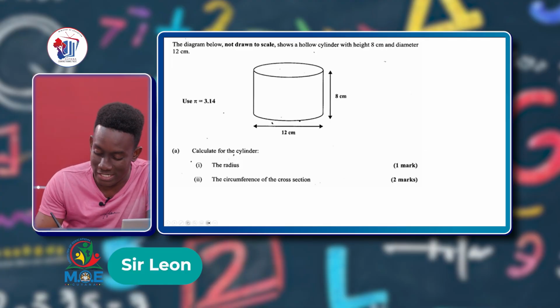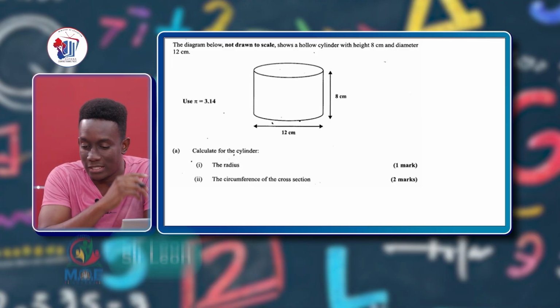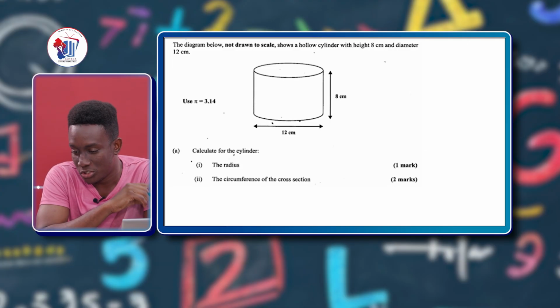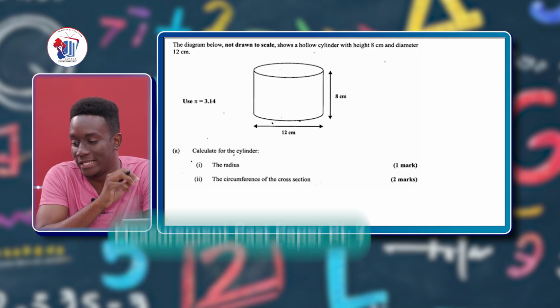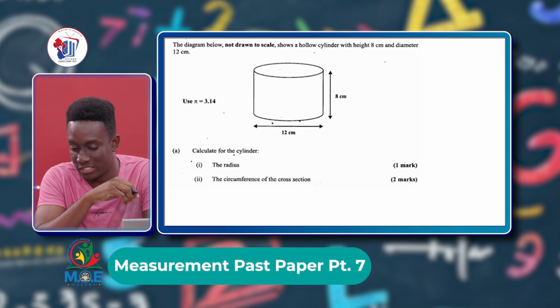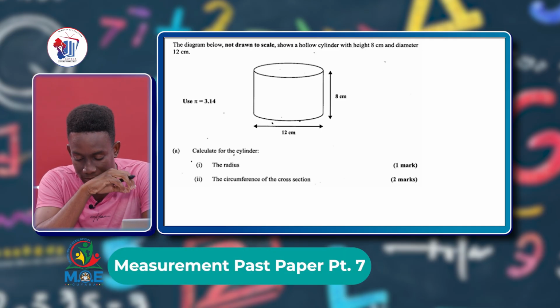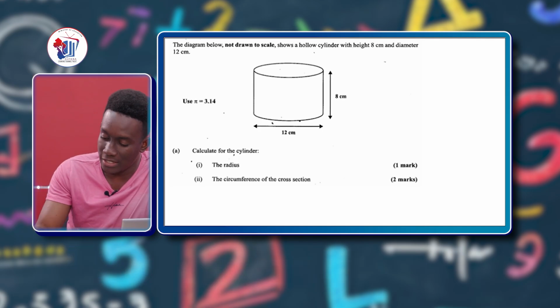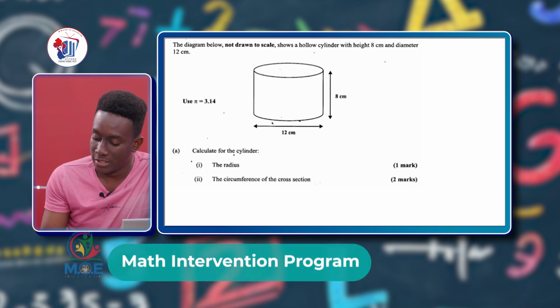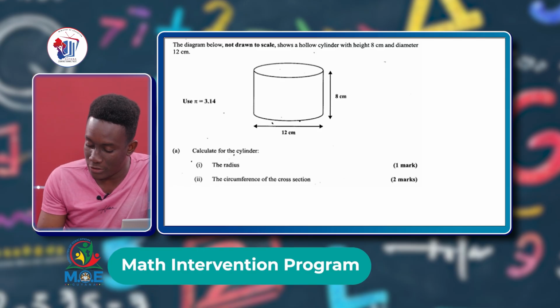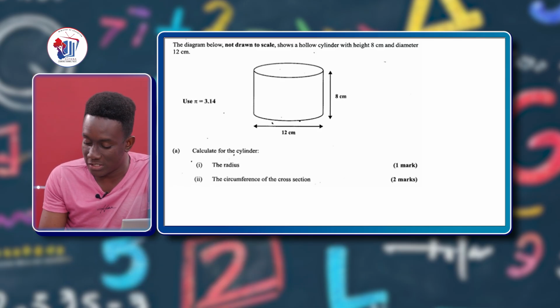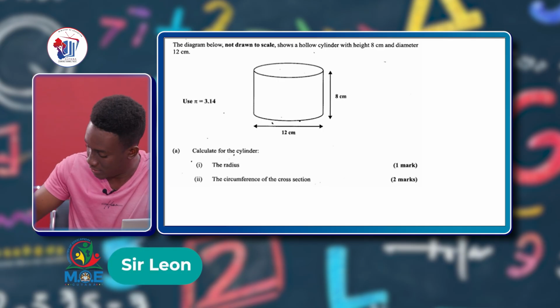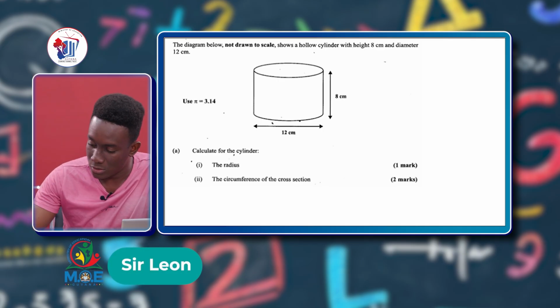So the question says, the diagram below, not drawn to scale, shows a hollow cylinder with height 8 cm and diameter 12 cm. Use pi as 3.14, and they basically describe what is going on here. The first thing first, calculate for the cylinder the radius. So they want us to find the radius of this cylinder. So let me write that here.